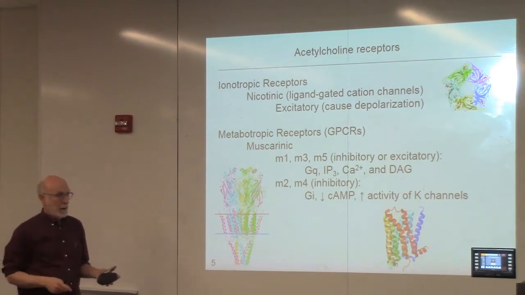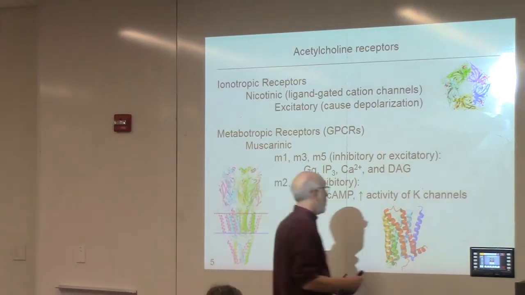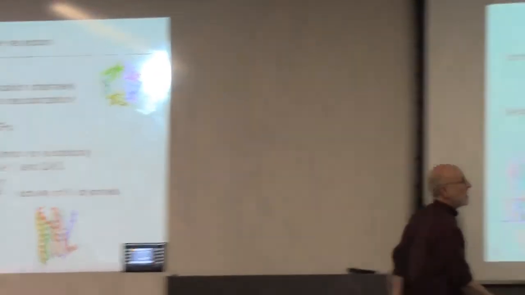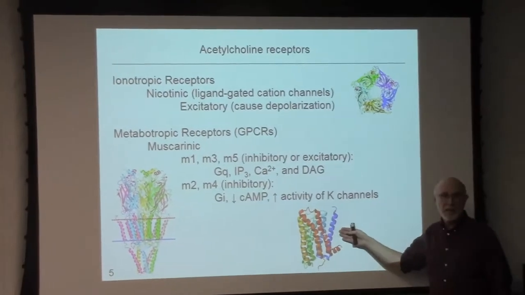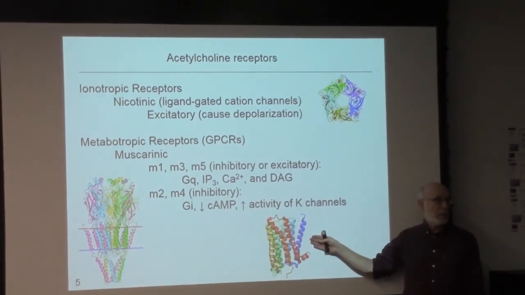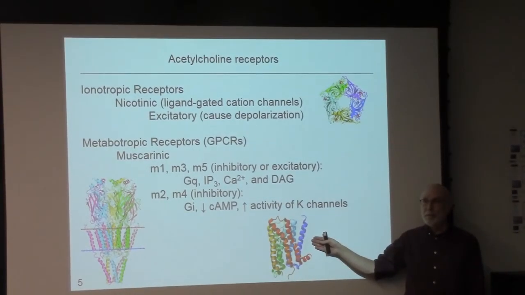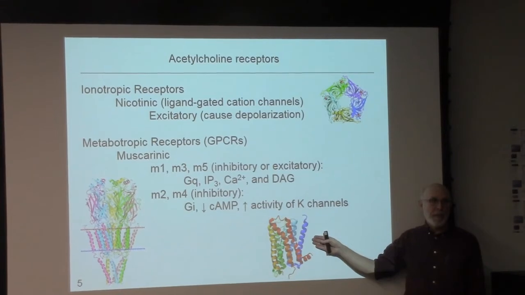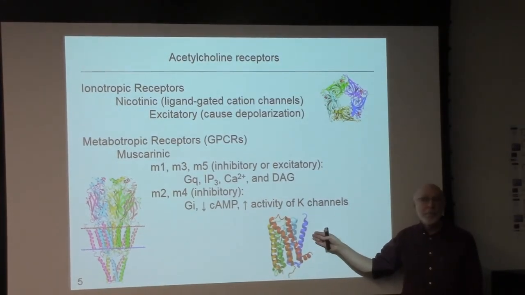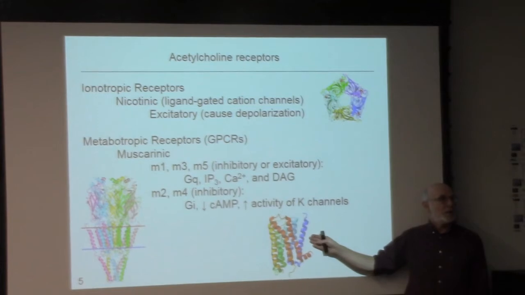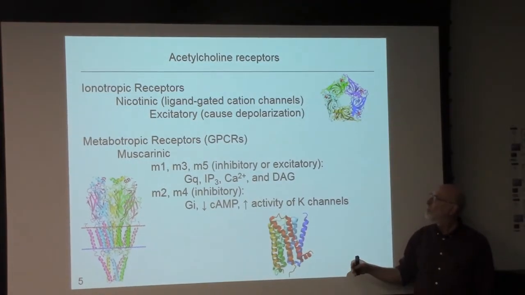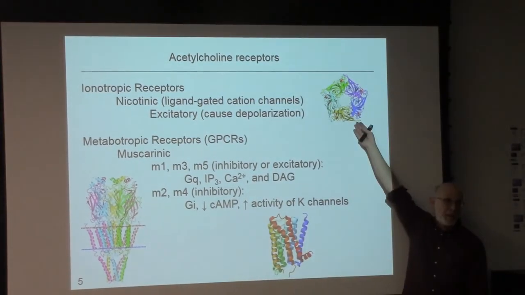You should be able to tell, I hope, which type of receptor this cartoon is. Is it metabotropic or ionotropic? Nope, that's a metabotropic receptor. How do I know? Because that one is an ionotropic receptor.